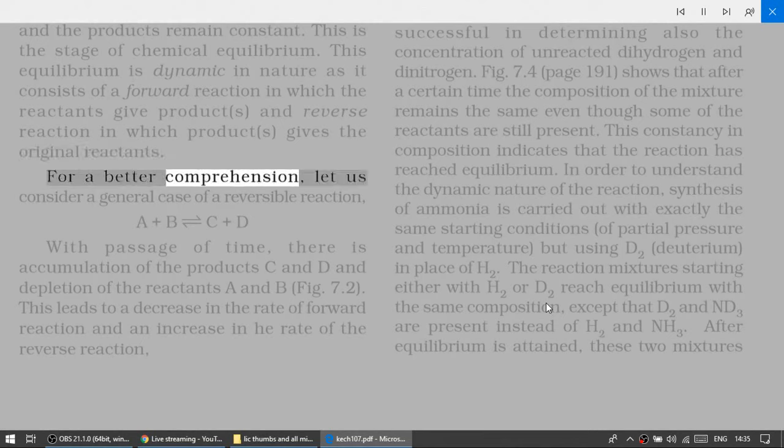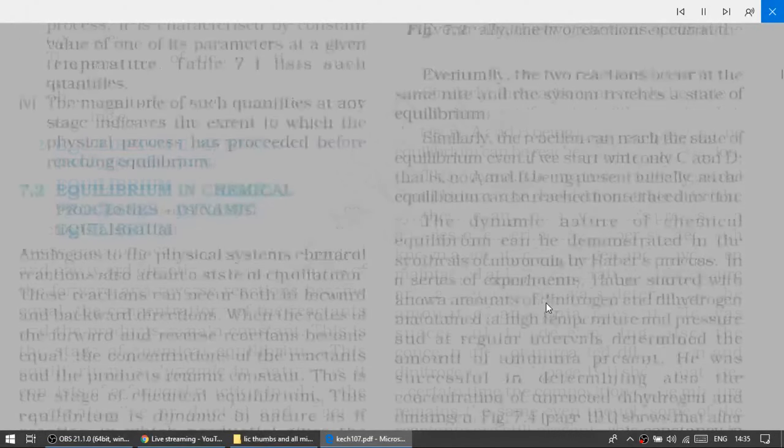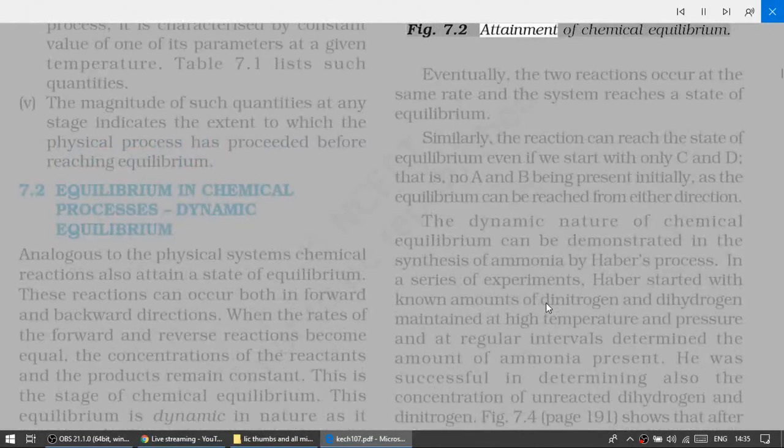For a better comprehension, let us consider a general case of a reversible reaction, A + B ⇌ C + D. With passage of time, there is accumulation of the products C and D and depletion of the reactants A and B (Fig. 7.2). This leads to a decrease in the rate of forward reaction and an increase in the rate of the reverse reaction. Fig. 7.2 Attainment of chemical equilibrium.